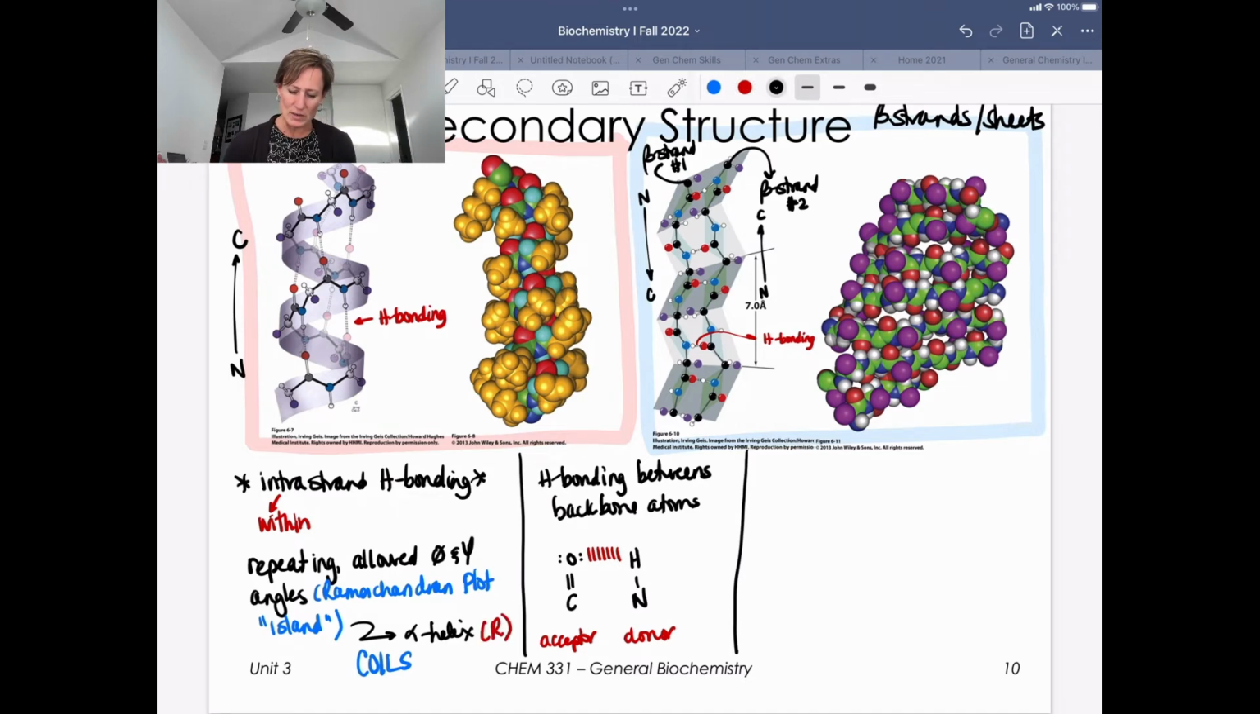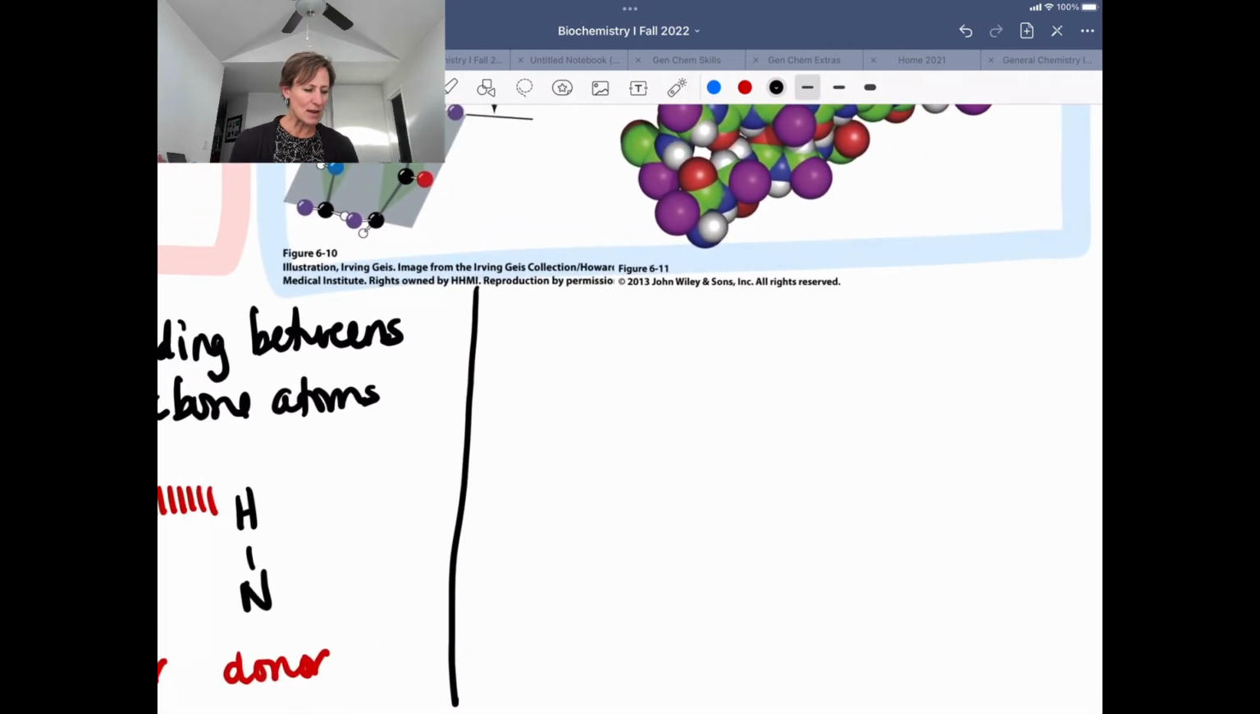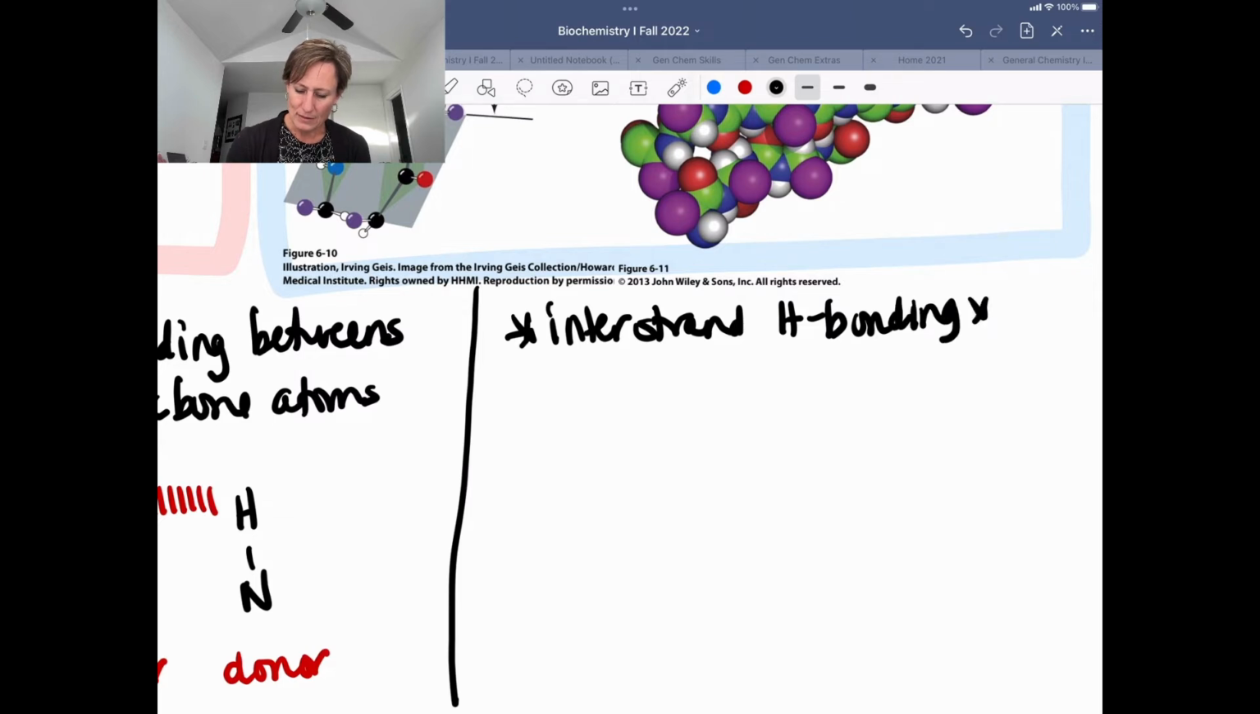So I'm just going to talk about what we see over on the other side here when we have beta strands. In this case, it's going to be interstrand hydrogen bonding. So inter meaning between, right? It's two separate beta strands that hydrogen bond together to make a beta sheet. This also reminds us that in order to make a beta sheet, we have to have at minimum two beta strands. Now you can have more than two beta strands hydrogen bonded to one another to make a beta sheet, but at minimum you need two.